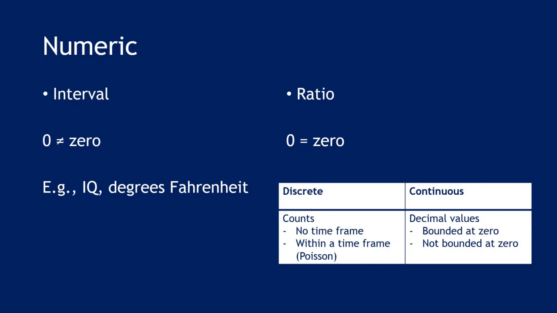Counts can also happen without a time frame, but sometimes you have to count things within a particular time frame or a particular location. Then that kind of numeric variable has a very distinct distribution called the Poisson distribution. Again, this is beyond this lecture, but I just want to mention these words. These are all ideas and concepts that will come back in later lectures.